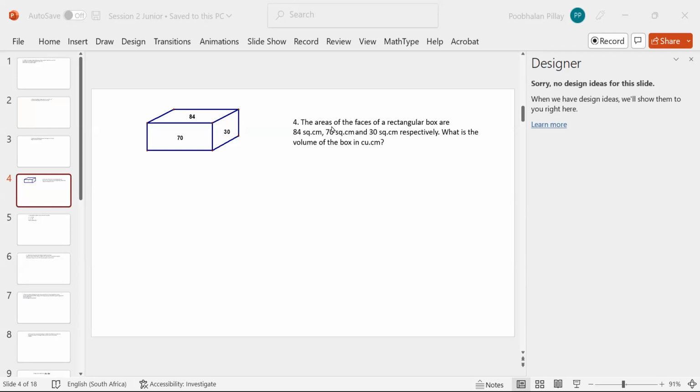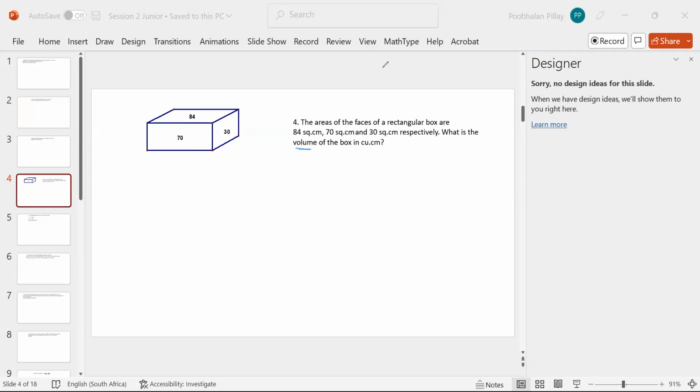The next problem reads as follows. You've got a rectangular box. Got a picture of this. And the areas of the different faces are given. This area is 84, the top face. The side face is 30. And this face here is 70. Those are the areas of the rectangular box. And the question that is posed is, what is the volume of the box?